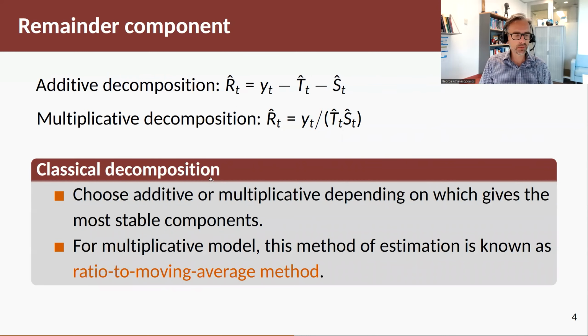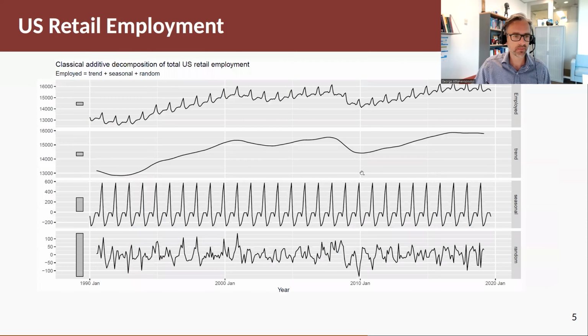Hence, very simply, classical decomposition is what I just described to you. So we choose an additive or multiplicative decomposition depending on which gives the most stable components. If we think we need a multiplicative decomposition, we'll perform a multiplicative decomposition. If not, we use an additive. For the multiplicative model, this method is also known as the ratio to moving average method.